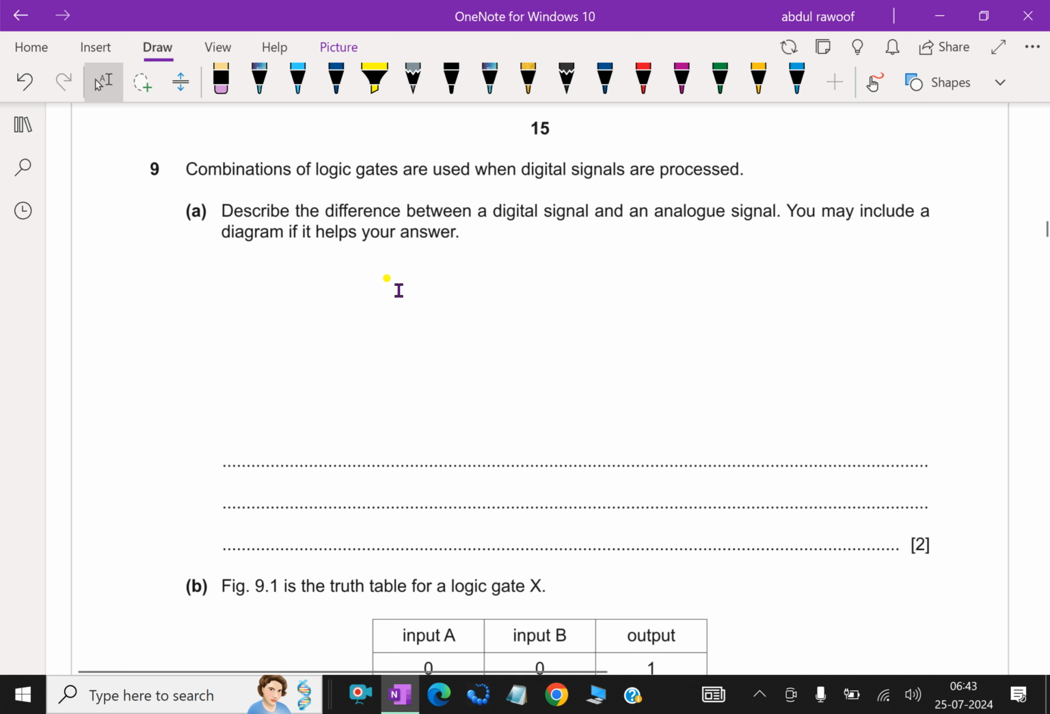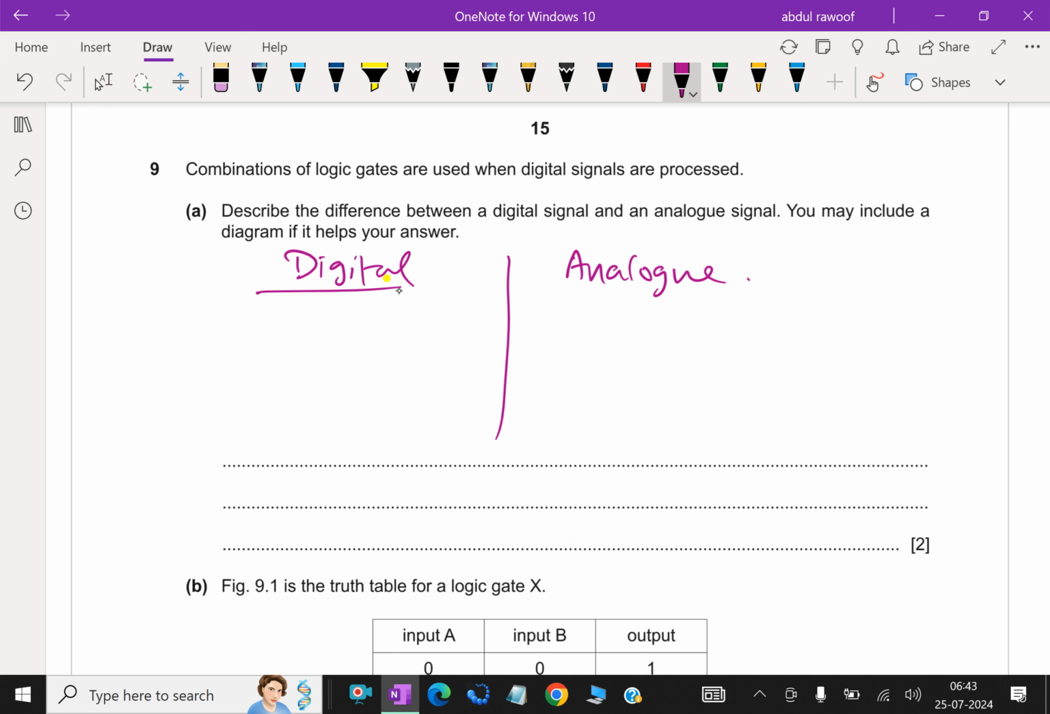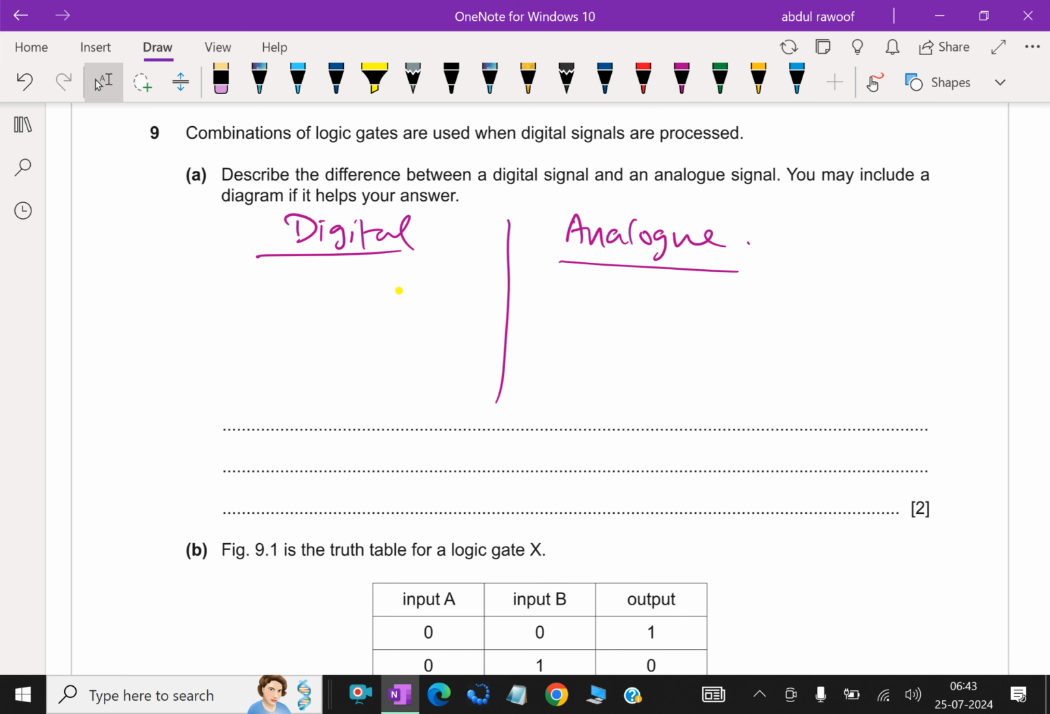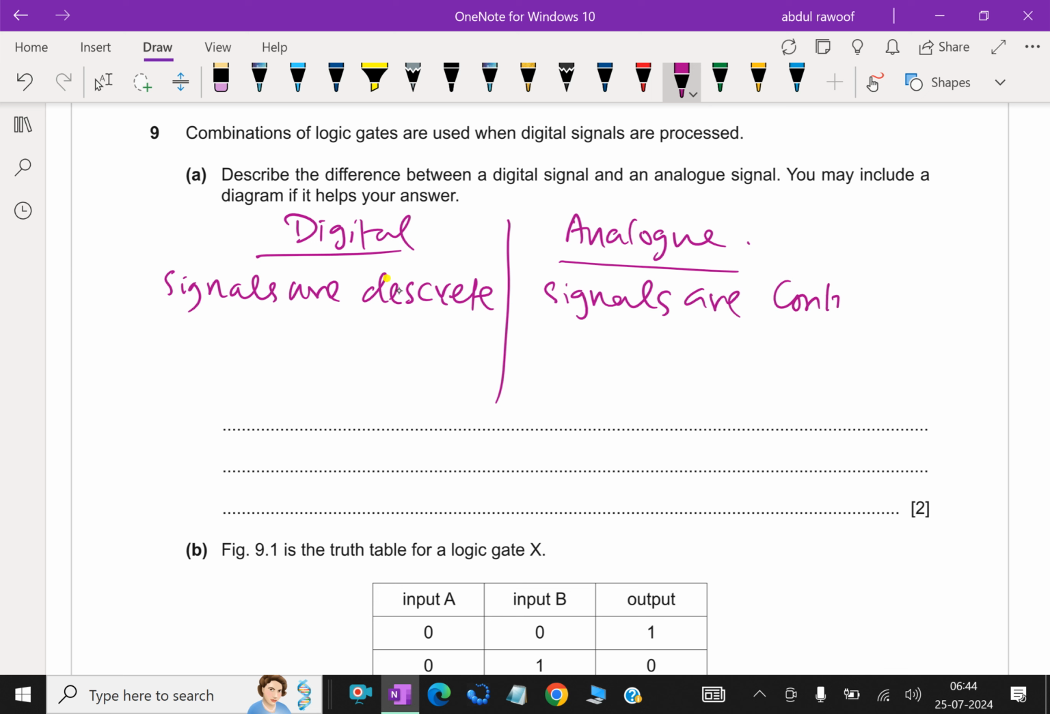Digital signals are discrete. Discrete means it's not continuous. Analog signals are continuous.